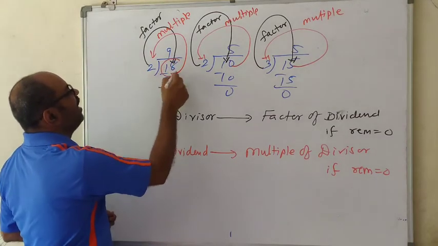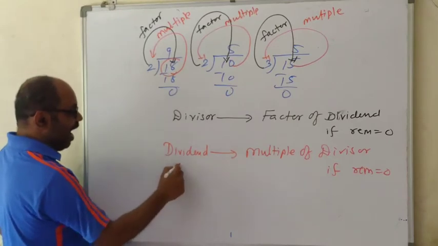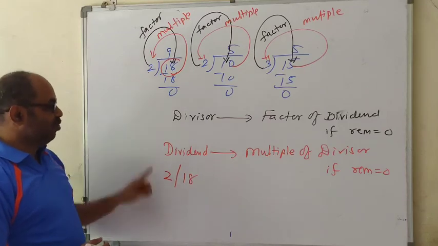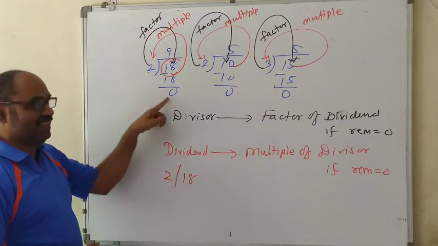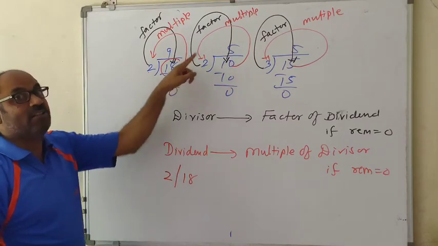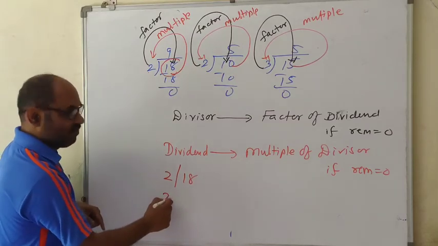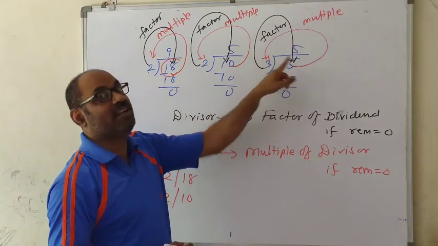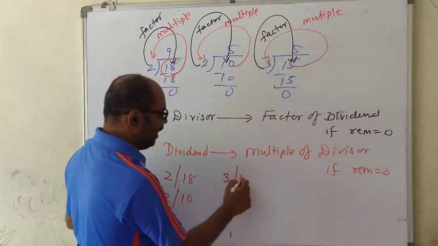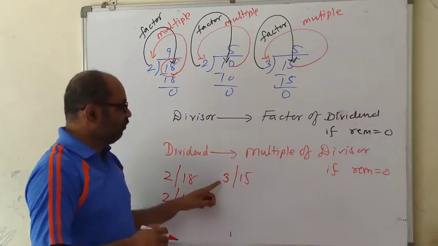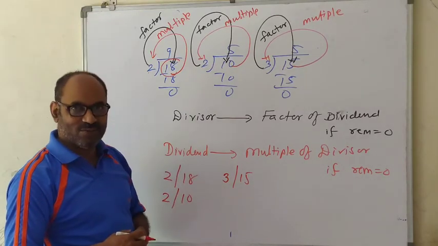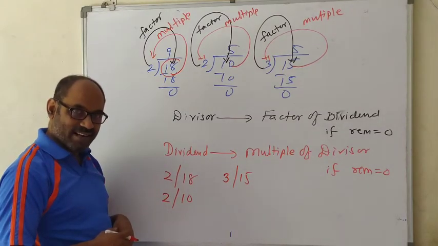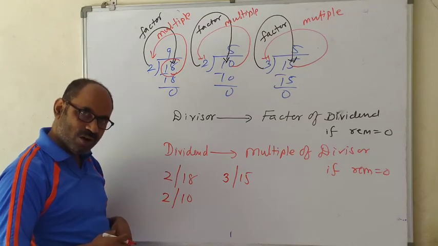Here, I can say 2 divides 18 exactly. This is another way of writing factor. 2 is a factor of 18, that means 2 divides 18 exactly. 2 is a factor of 10, that means 2 divides 10 exactly. 3 is a factor of 15, which means 3 divides 15 exactly. Conversely, if 3 divides 15 exactly, then 3 is a factor of 15. If 2 divides 18 exactly, then 2 is a factor of 18. Correct? Are you getting me? Sure. Next.